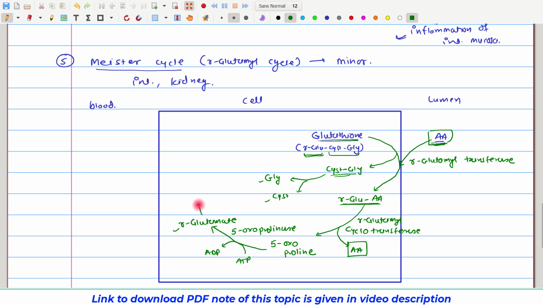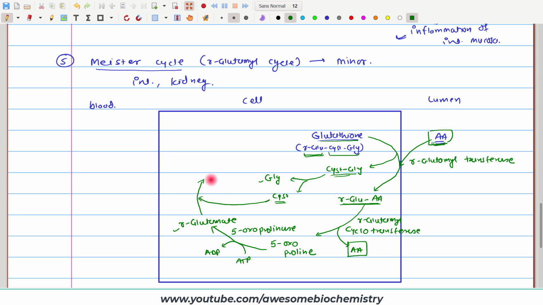So, first this gamma glutamate binds with this cysteine. So, cysteine basically recycles, and this binding is carried out by gamma glutamyl cysteine synthetase. This process also requires ATP. So, ATP is hydrolyzed to ADP, and gamma glutamate and cysteine bind by the peptide bond. So, we get this gamma glutamate and cysteine dipeptide.